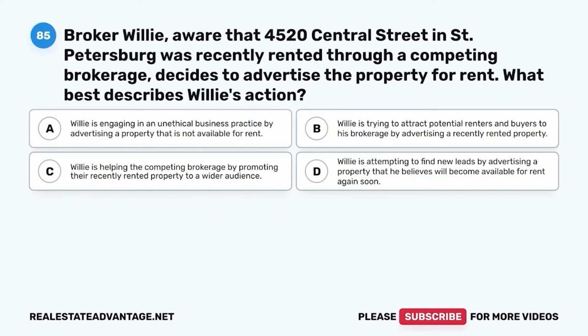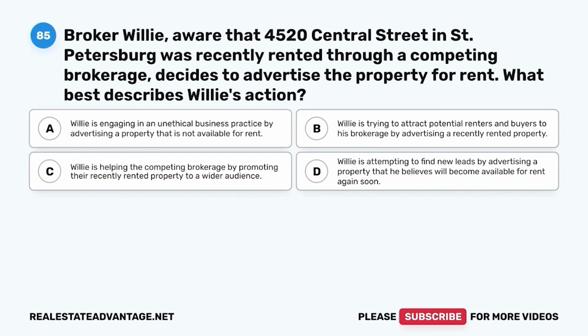Question 85. Broker Willie, aware that 4520 Central Street in St. Petersburg was recently rented through a competing brokerage, decides to advertise the property for rent. What best describes Willie's action? A. Willie is engaging in an unethical business practice by advertising a property that is not available for rent.